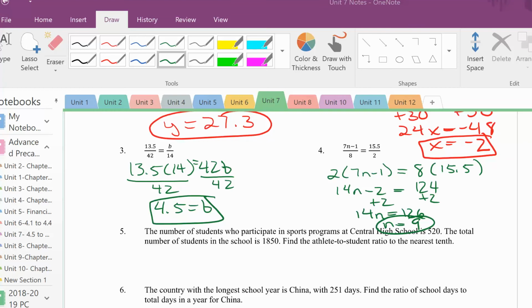All right, so looking at 3 and 4, go ahead and take a moment to look at those, and hopefully those are the answers that you got. All right, so the next couple are word problems.